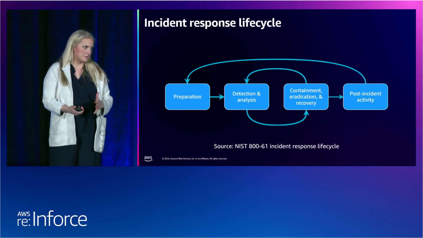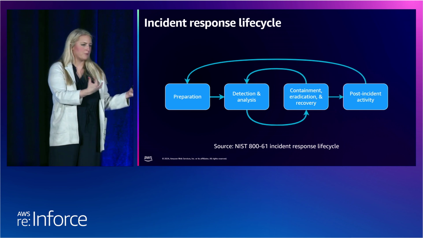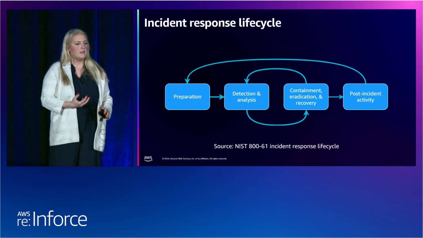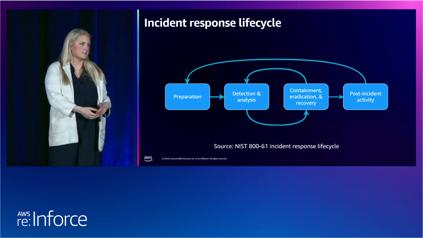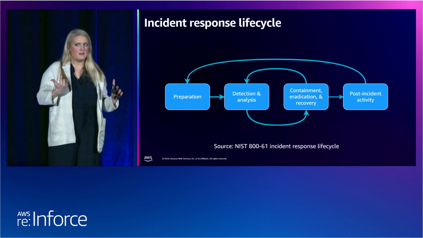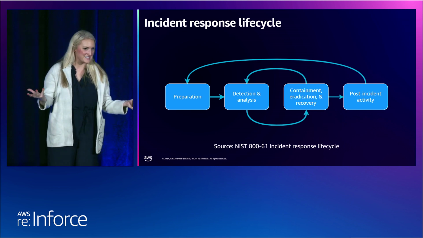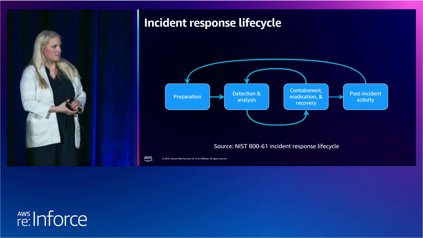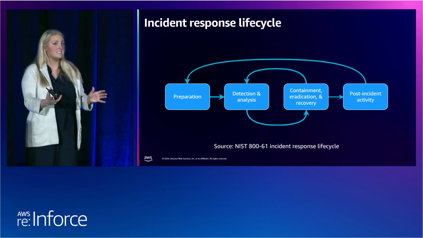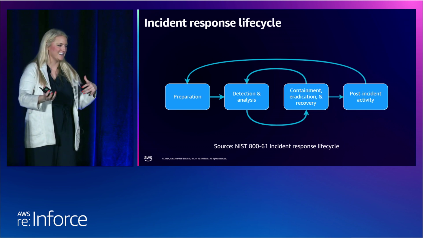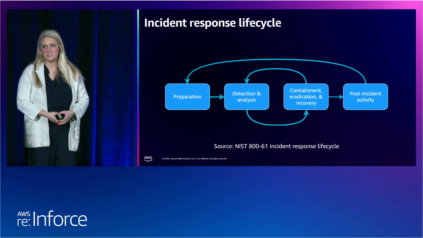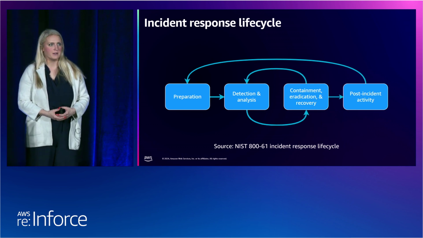If you're not familiar, you always start with preparation. This is still a people, process, and technology problem. From there, going on to detection and analysis. This is the identification of the incident, and then scoping: is this even an incident at all? Next going into containment, eradication, and recovery. That would be where you're removing a threat and minimizing the risk of an incident. And then lastly, post-incident activity. This is learning from your incidents and making sure that you're iterating on your program.